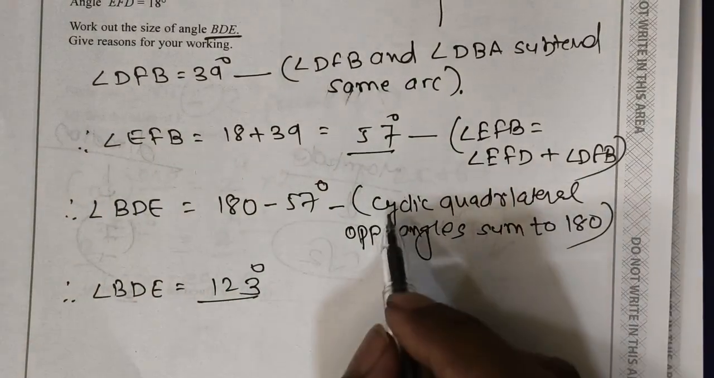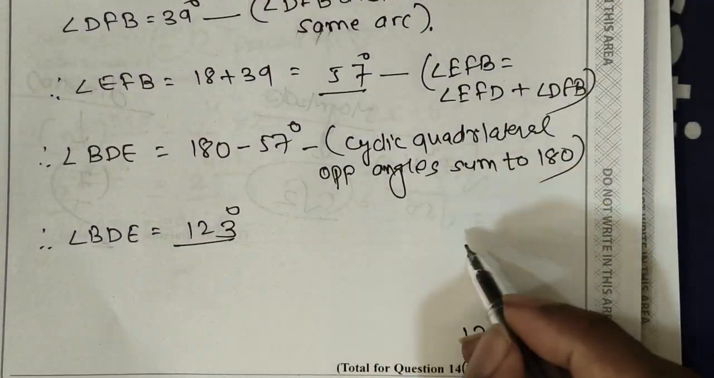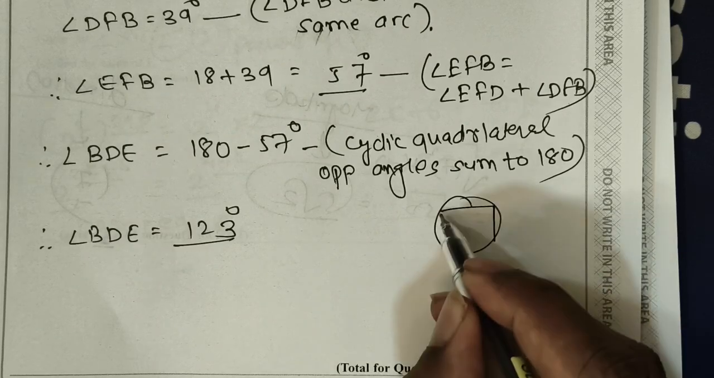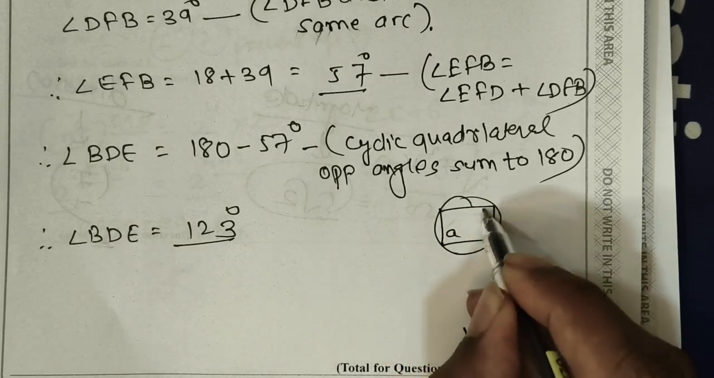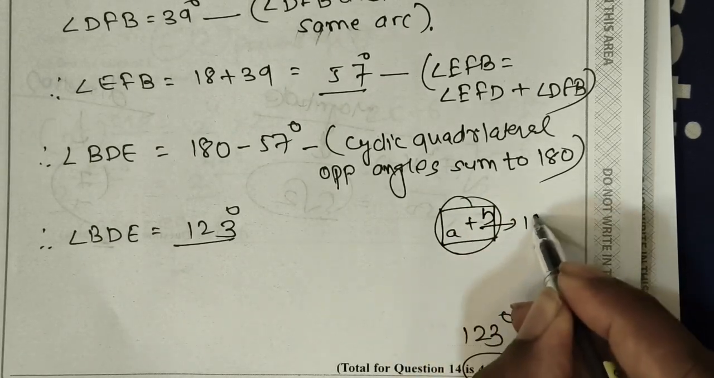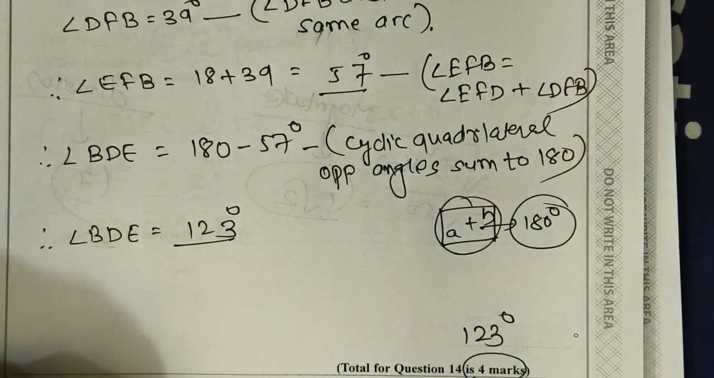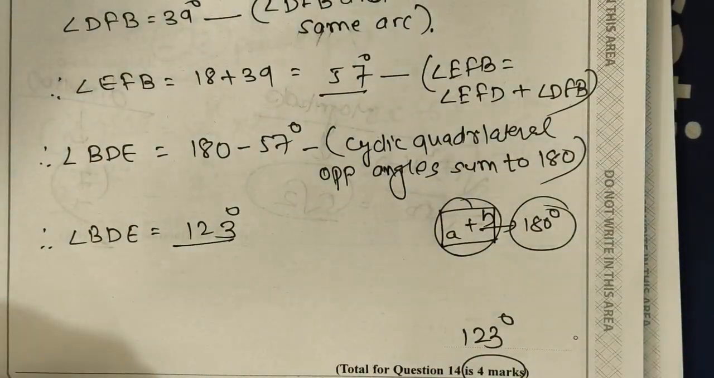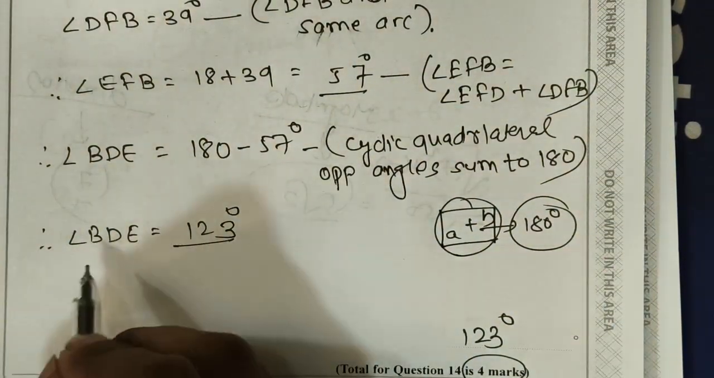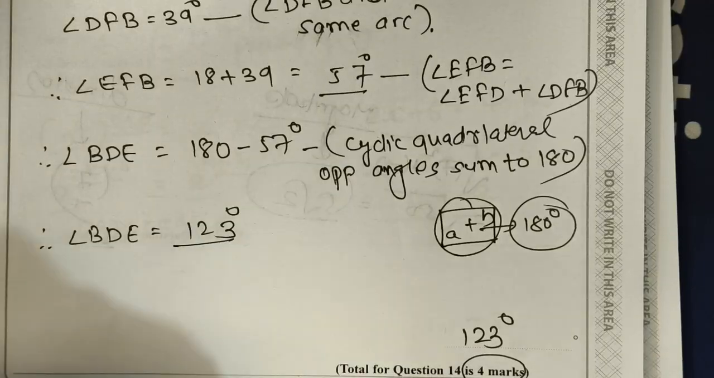Why I have done so? Because in a cyclic quadrilateral, in a simple fundamental, if this is a cyclic quadrilateral, correct? Then A and B, both of them will subtend to 180 degrees. That is the rule of a cyclic quadrilateral, correct? So I have added this and my BD comes to 123.